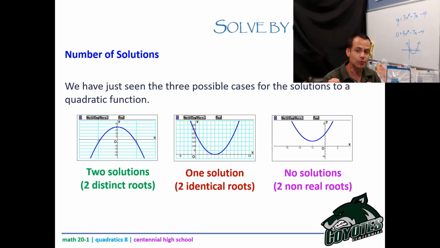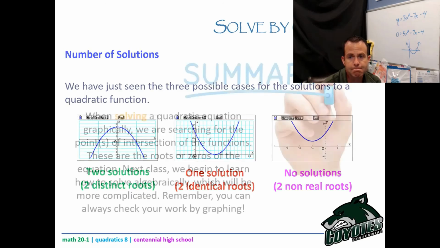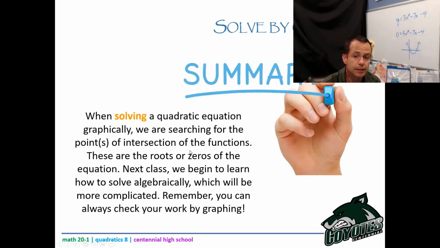And then the no solutions, there are still 2 roots there. They just happen to be imaginary. So we say 2 non-real roots. But right now, visually, what I want you to understand is I could hit the x-axis twice and have 2 solutions. I could hit it once and have 1 solution, or I could not hit it at all and have no solutions.